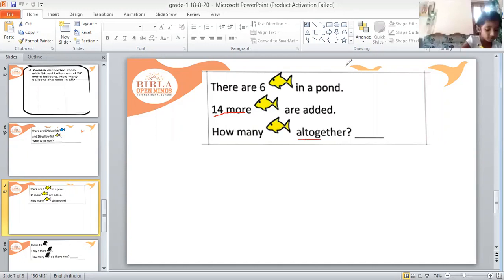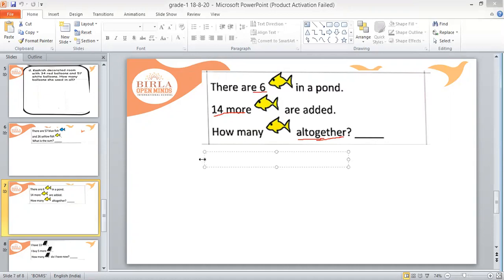You all can see that this word, all together, is there. This means we have to do addition. Whenever words like total, all together, in all, sum are there, this means we have to do addition. So in a pond there are 6 fish and 14 more fish are added in that pond, and now they are asking you how many fish are there all together, right? So now we have to do addition here.